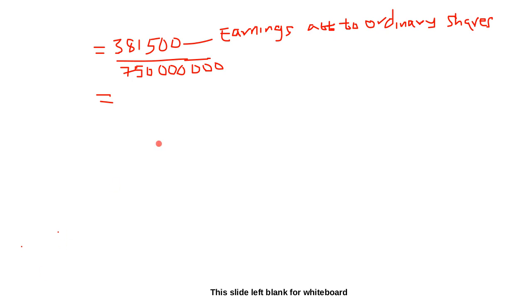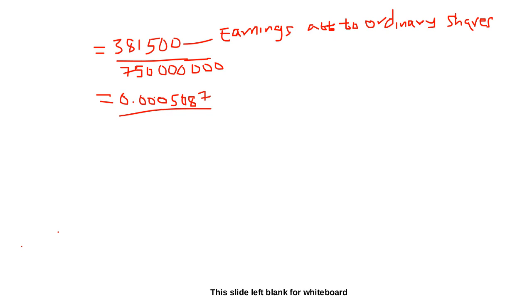So what is the quotient if you divide 381,500 by 750,000,000? So that will be zero point zero, there are three zeros, then 5, 0, 8, 7. Okay, it is 866, but 87. That's okay.